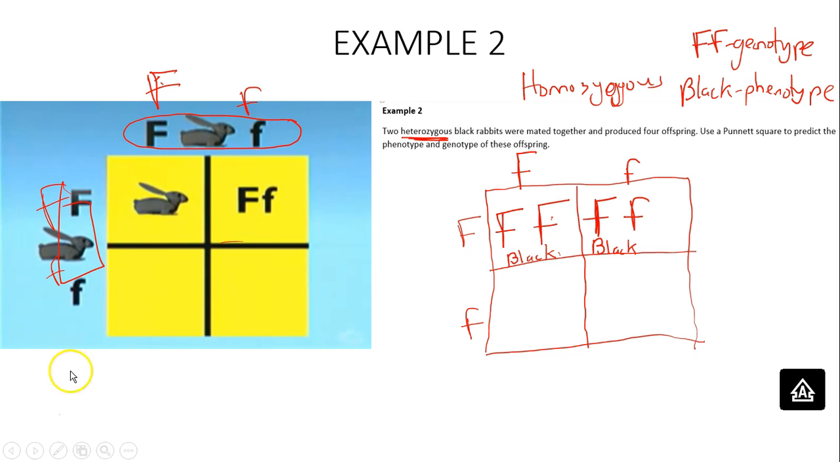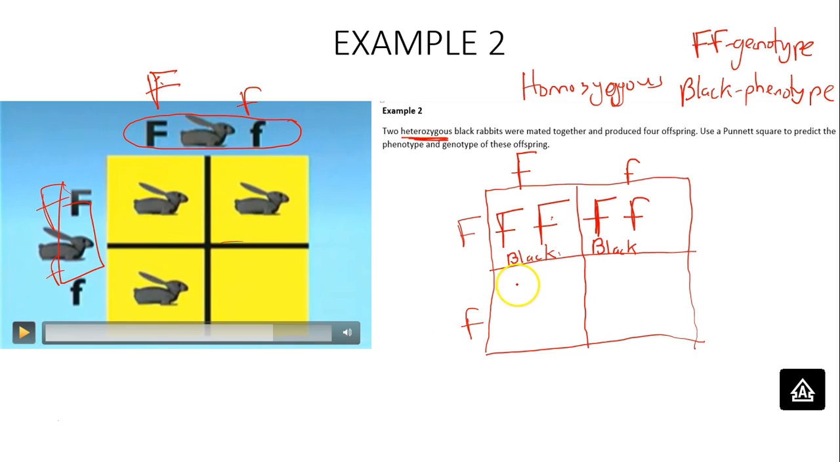Let's see what the next one will look like. It will end up capital F, small f, but will be black because black is dominant. This offspring will end up with a white gene from the parent on the left and a black gene from the parent on top. It will end up small f, capital F, but will be black because, again, black is dominant. Okay, so we can go ahead and fill in that next one. Small f, capital F, and again black.